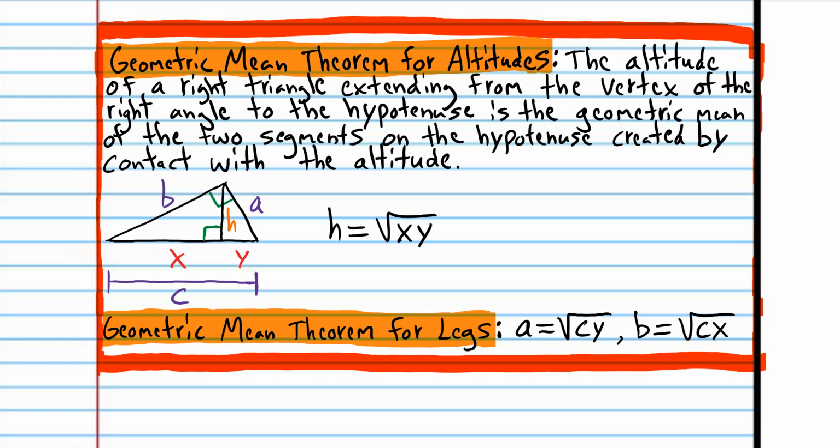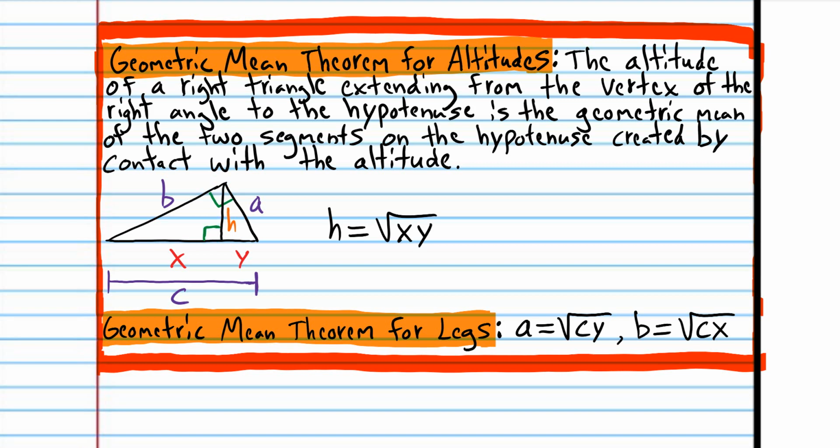So the first theorem is the geometric mean theorem for altitudes. Now this only applies to right triangles. Remember, today we're studying right triangles. So you see we have a right triangle here, but I've done something really weird. I've put the right triangle so it's laying on its hypotenuse. I know that that's the hypotenuse because this is the right angle, but I've also drawn a right angle here.